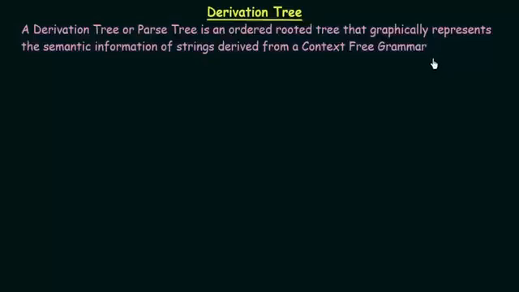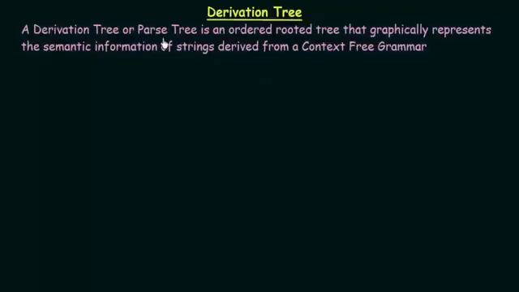In this lecture, we will be studying about a derivation tree. A derivation tree or parse tree is an ordered rooted tree that graphically represents the semantic information of strings derived from a context-free grammar. So we have already studied about context-free grammar and we have an idea about context-free grammars. And this derivation tree is actually an ordered rooted tree that shows the graphical representation of how strings can be generated from a context-free grammar.